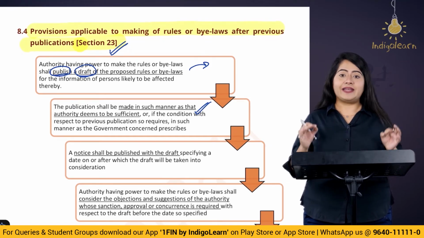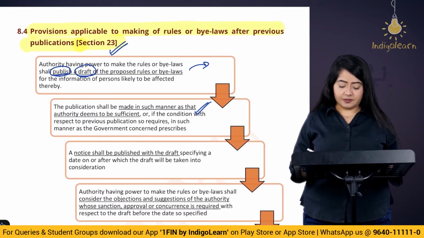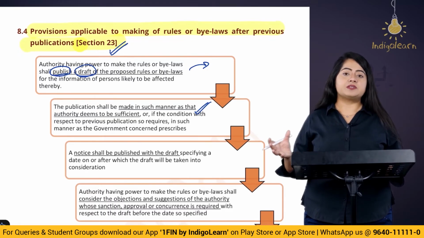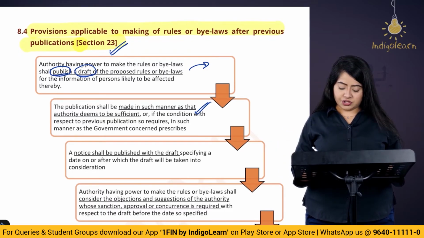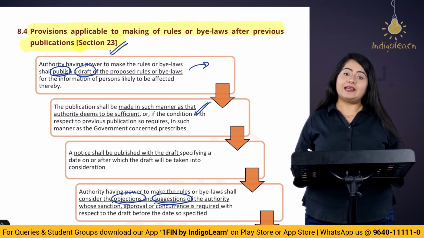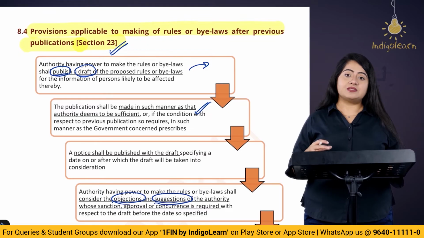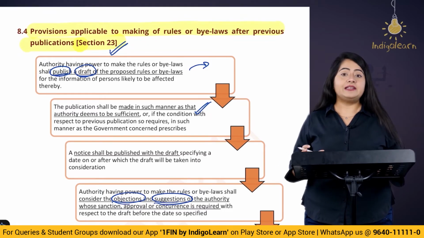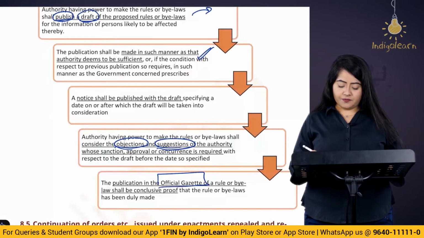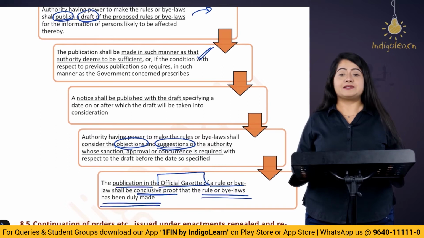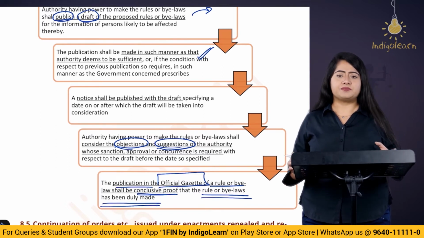With respect to that, a date will be specified, very clearly. Up till that date, if anybody has any suggestions or objections, they can give them. Now these objections and suggestions are going to be considered by the expert committee. And finally, the final rules and the bylaws are going to be published in the official gazette. Once these are published in the official gazette, they are going to be conclusive proof that the rules and bylaws have been duly made. So this is a very simple procedure.